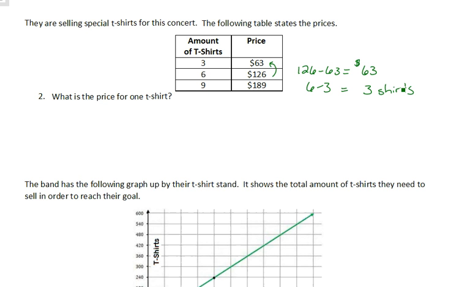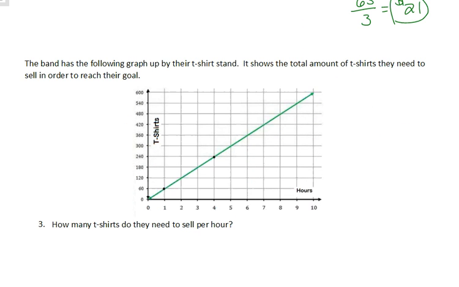Okay, so how much is it for just 1? Let's go ahead and create a ratio and compare. 63 to 3 shirts means that each shirt is $21. So again, the steps that we did, we looked at the difference between the prices, the difference of the shirts, and then we compared them together. So we looked at it verbally, like number 1. We looked at it in a table, like number 2. Now we're going to look at it in a graph.